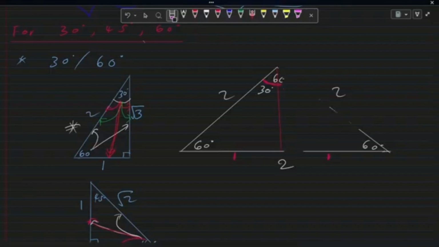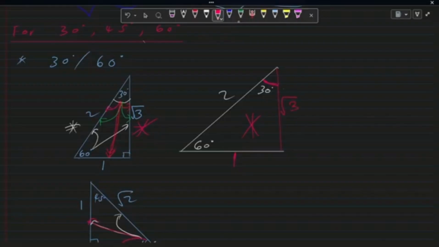And then if I remove this part, if I remove one part of it, so I've removed one side of it. Hopefully you can see that this triangle is the very same triangle as this one.